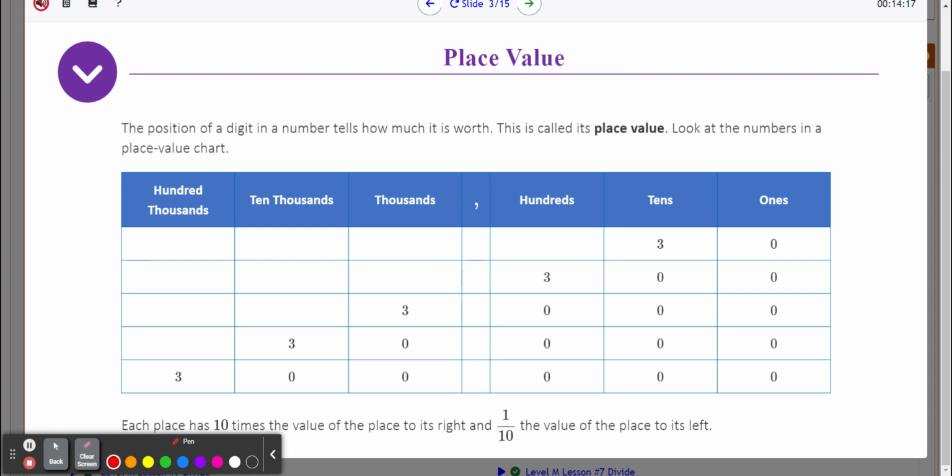First, let's look at the thousands and the hundreds. Again, let's look at these digits. This 3 right here, because it's in the thousands column, is worth 3,000. And this 3 in the hundreds column is worth 300. So, what is the relationship between these two? Well, each place has 10 times the value of the place to its right. So this 3,000 is 10 times greater than 300. It's one spot to the left.